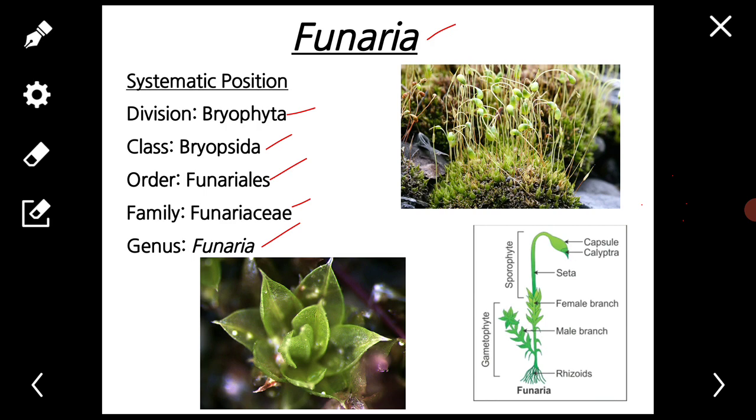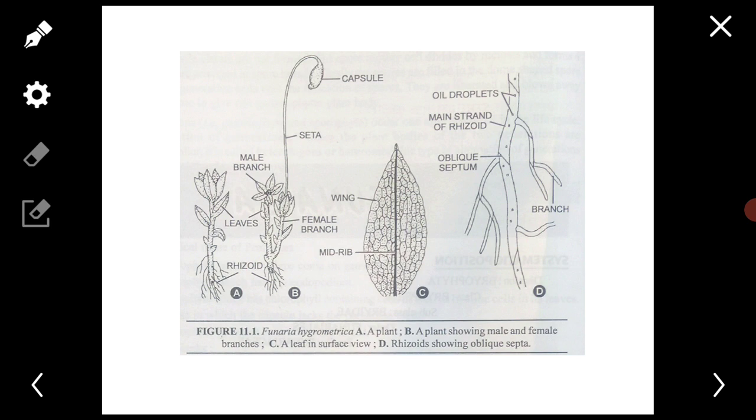Next, the gametophytic plant body, meaning the adult gametophyte. The gametophytic phase of the life cycle of this plant includes two stages. First stage, the protonemal stage, formed by the germination of spores. Second stage, the adult gametophyte, developed on the protonema.